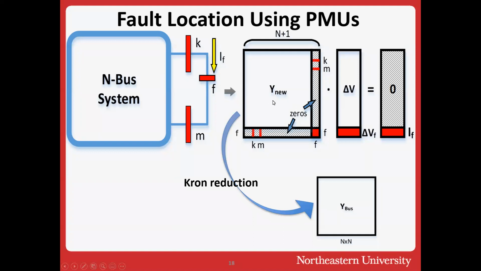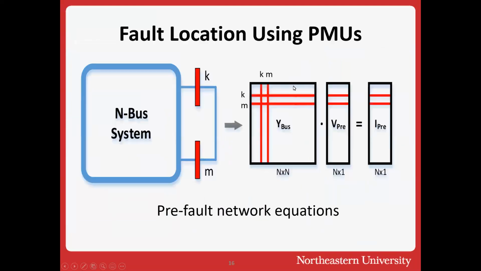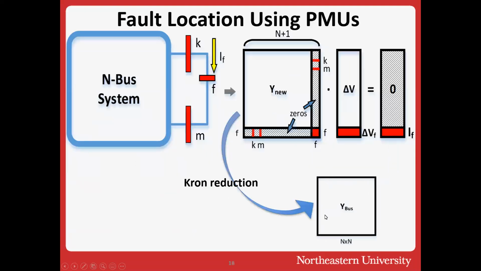Now, if you apply Kron reduction, this big matrix reduces back down to an n by n matrix. But the nice thing is that when you do this Kron reduction, you recover your original admittance matrix. In other words, the Y-bus matrix that was initially given, before the fault, is the same matrix you will recover when you apply the Kron reduction.